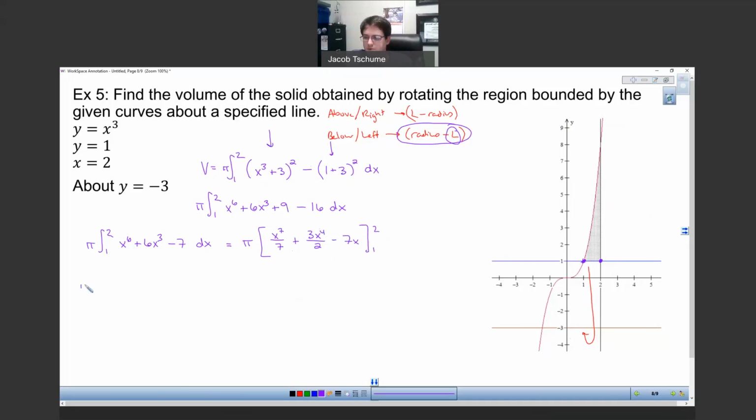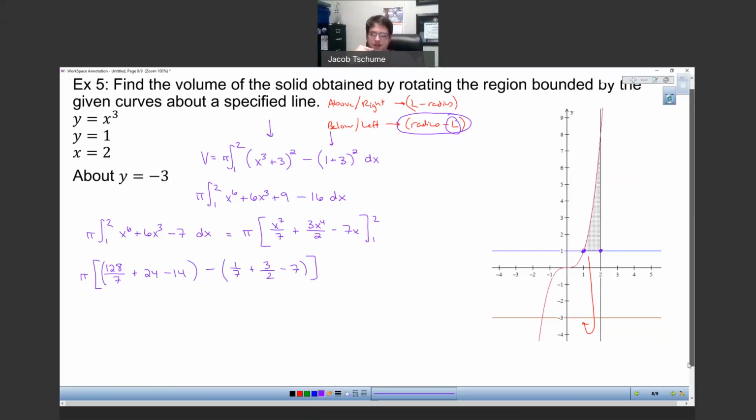All right, so plugging your parameters in. If I plug 2 into all of these, 2 to the 7th: 2 to the 5th I know is 32, so do it 2 more times. That'd be 64, that'd be 128 over 7. Plus 2 to the 4th is 16. 16 times 3 is 48, and 48 divided by 2 is 24, and then minus 14. Subtract from that, go through and plug 1 into everything, which would be 1/7 plus 3/2 minus 7.